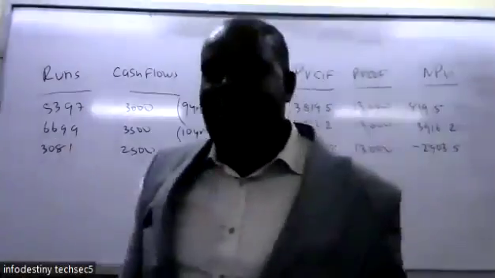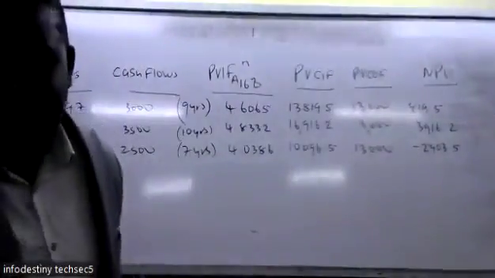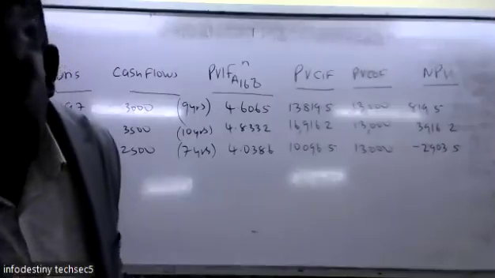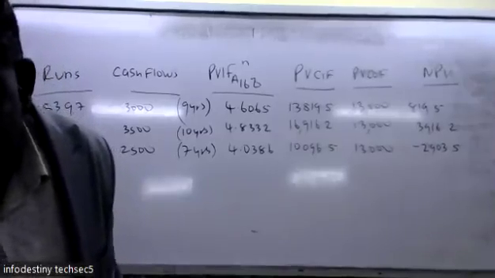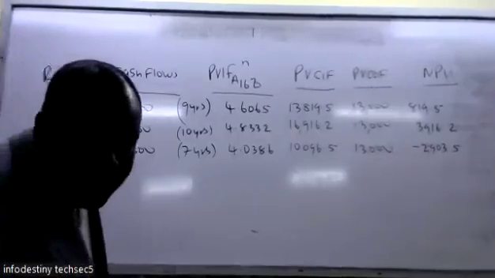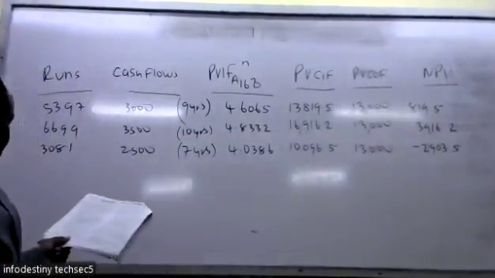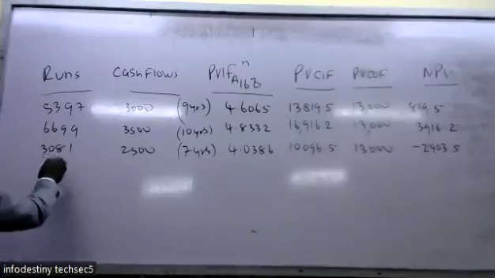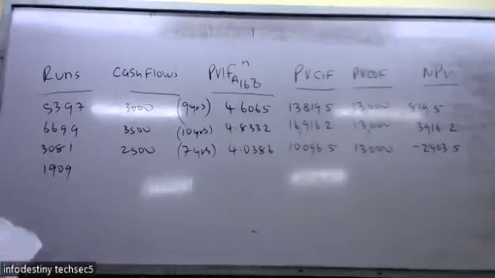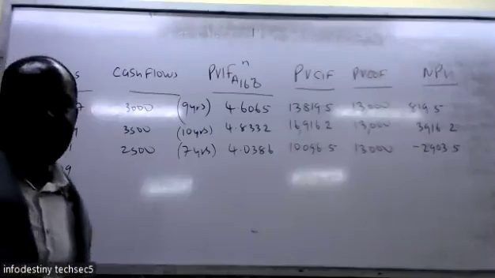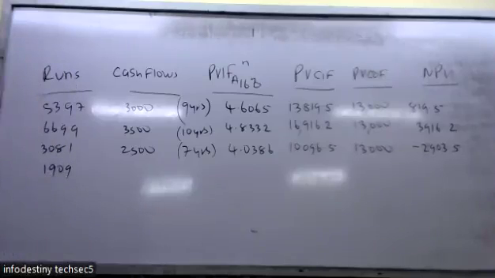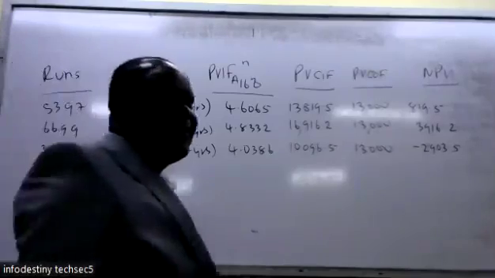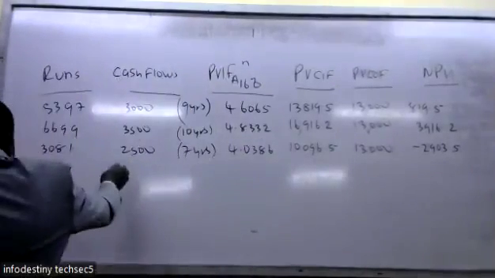So online, is it clear? Those who are online, I hope you are following. Online, is it clear to everyone? So we go to the next item. The next random number is 1909. So 19 should give us the cash flows. How much cash flows will be there? It is 2,000.